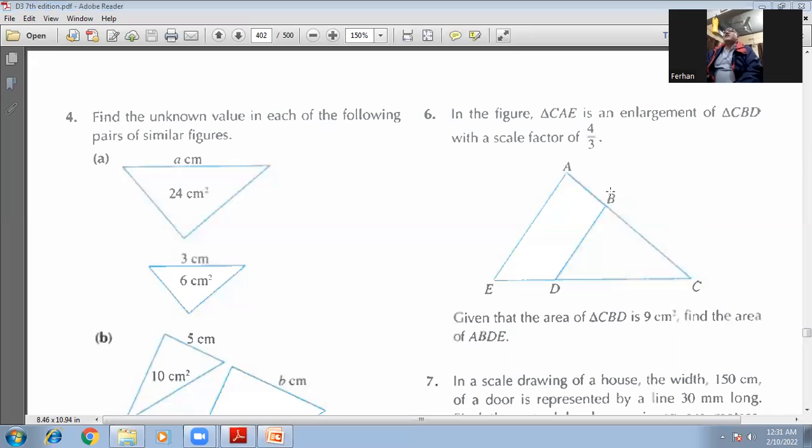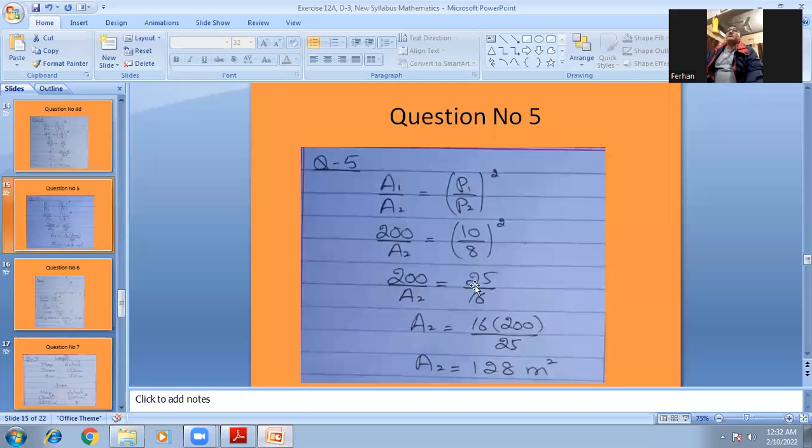So this is 3, this is 1, the total thing is 4. Given that the area of the triangle CBD, the small triangle, its area is 9 centimeters square, find the area of that trapezium ABDE. Okay, so very easy. I will find, first of all, the area of the big triangle. From the big triangle's area, I will subtract this small triangle, and I will get the area of that quadrilateral. It looks like a trapezium. Okay, so let me show you my solution.